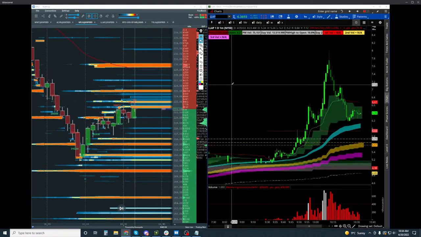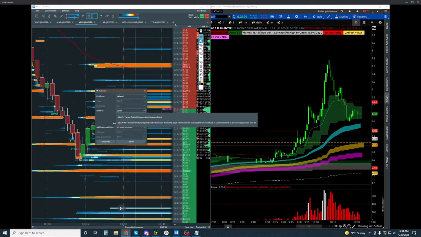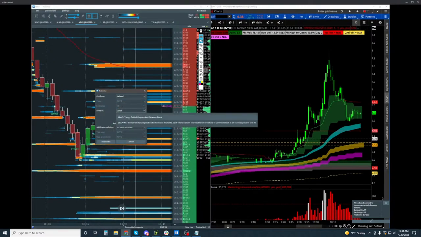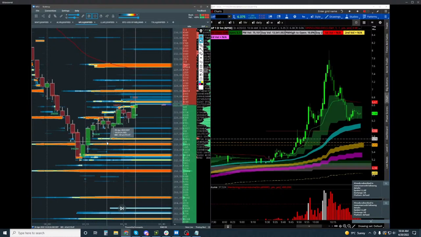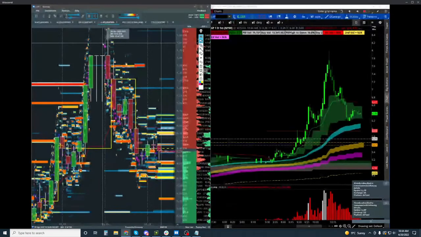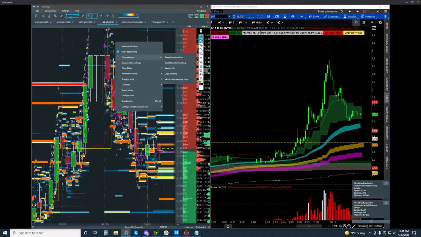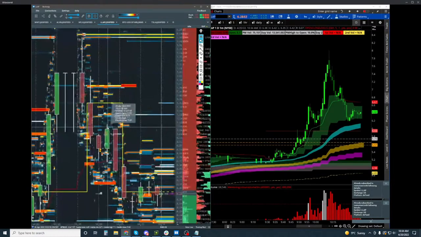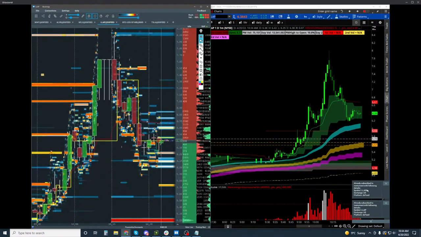And this is what I call a pump and dump. I'm going to put this up over here. LLAP. Just look at this, traders. This was a perfect way to trade halt levels.